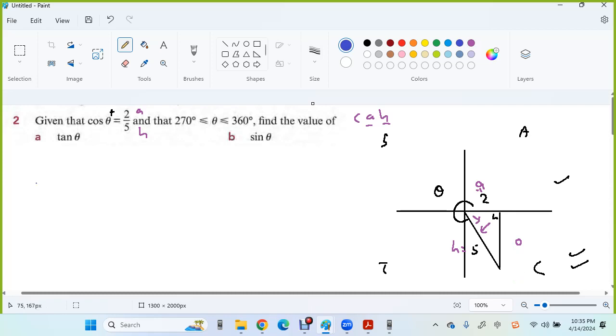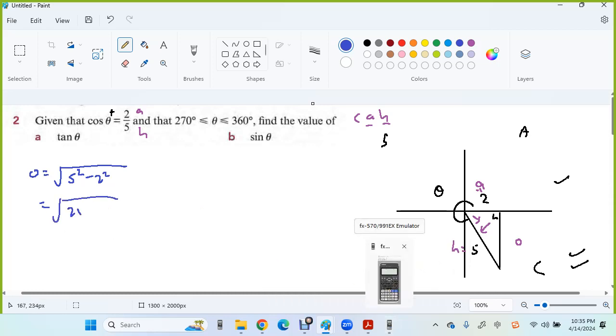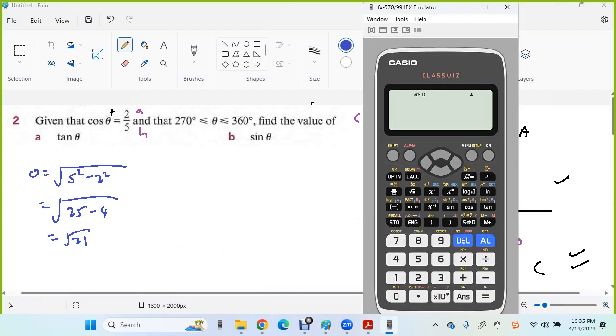So by using Pythagoras theorem, the opposite will be the square root of 5 square minus 2 square. So we have the square root of 25 minus 4, which is square root of 21. Okay, so the square root of 5 square minus 2 square will be square root 21.